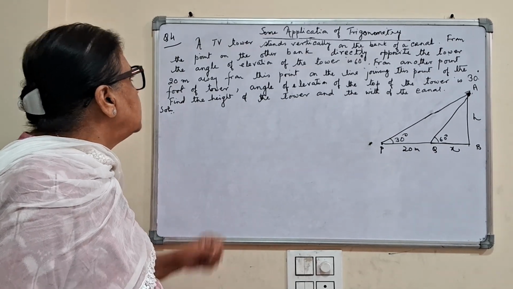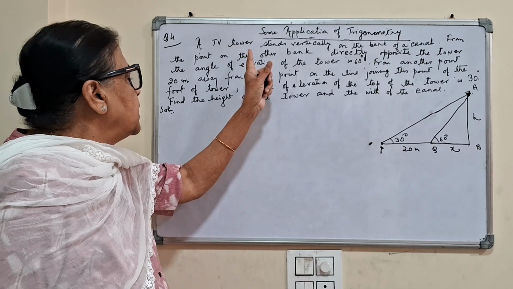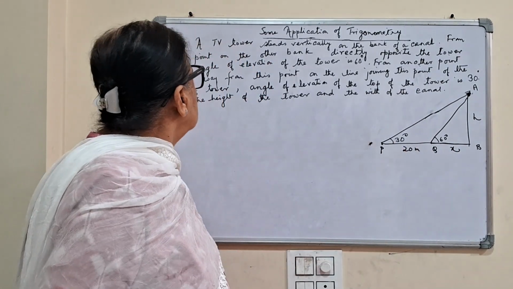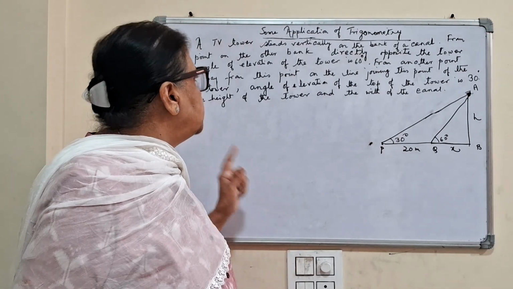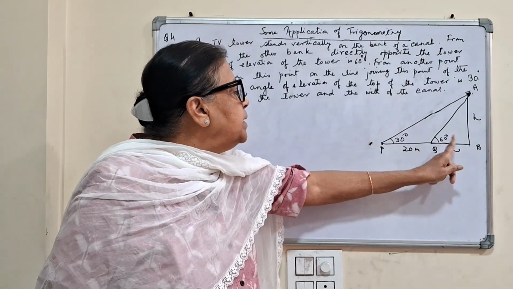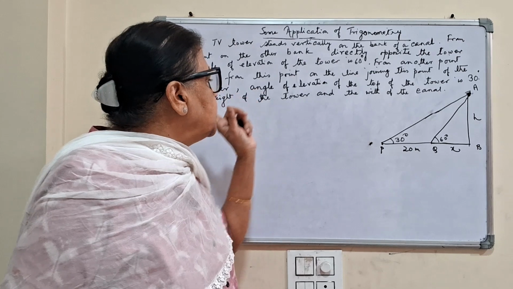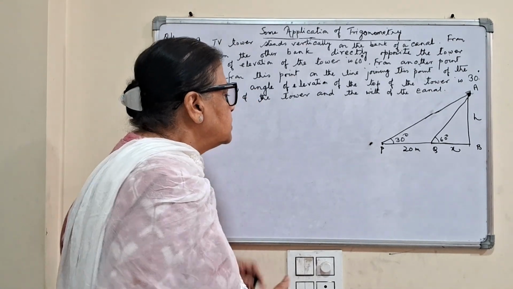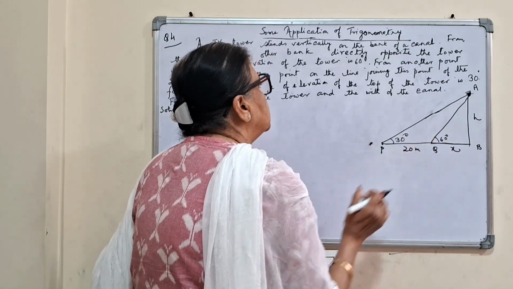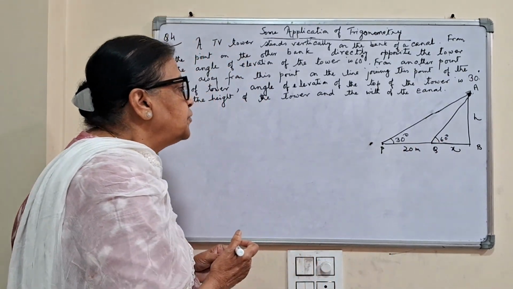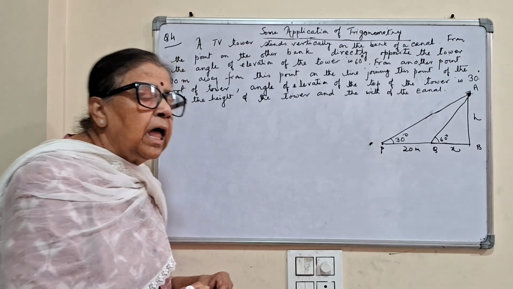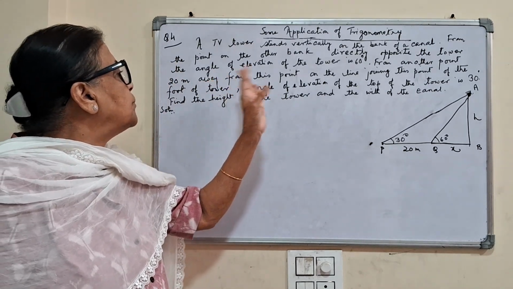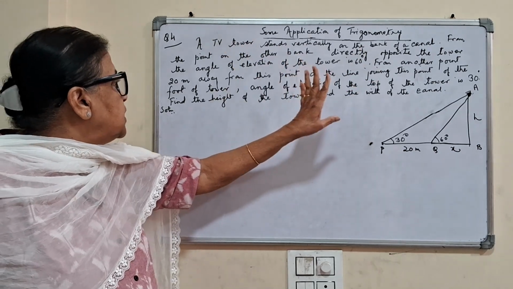A TV tower stands vertically on the bank of a canal. From a point Q on the other bank, directly opposite to the tower, the angle of elevation of the top of the tower is 60 degrees.